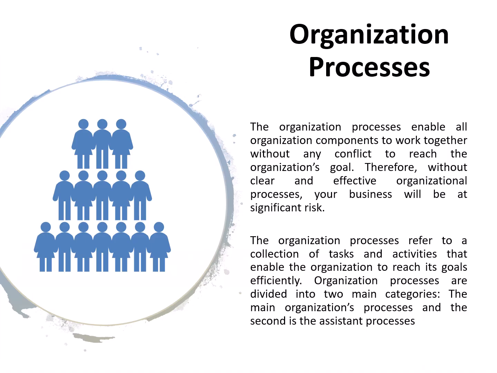Organization processes are essential for coordinating all components to work harmoniously toward achieving the organization's goals. Without clear and effective processes, an organization faces significant risks. These processes comprise a series of tasks and activities aimed at efficient goal attainment and are broadly divided into two categories: main organizational processes and assistant processes.